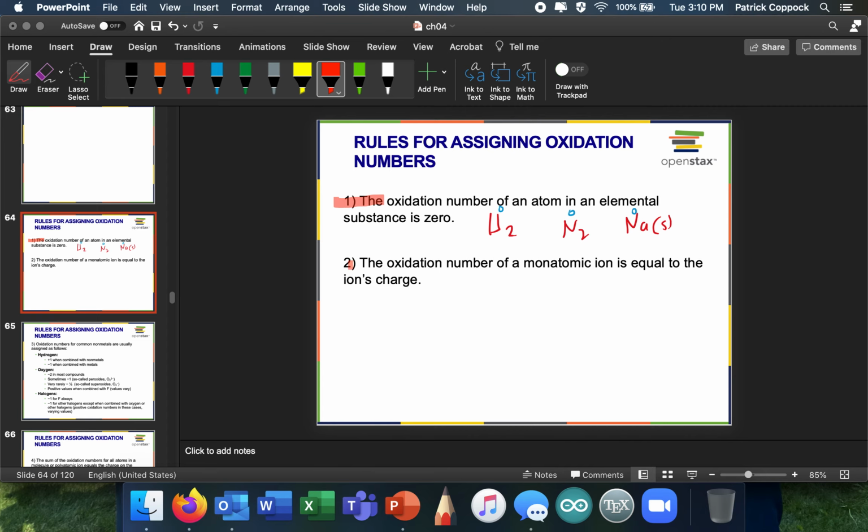Now, the oxidation number of a monatomic ion is equal to the ion's charge. So if I have sodium, its oxidation state is +1. If I have chloride, its oxidation state is going to be -1. If I have oxide, O2 minus, its oxidation state is going to be -2. So the oxidation state of a monatomic ion is equal to the ion's charge.